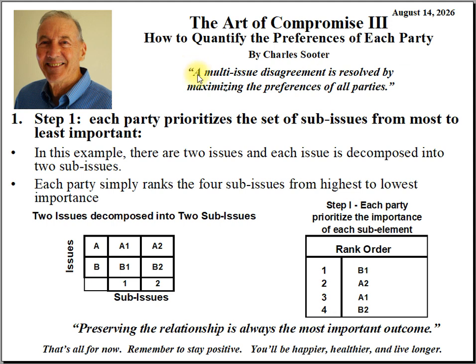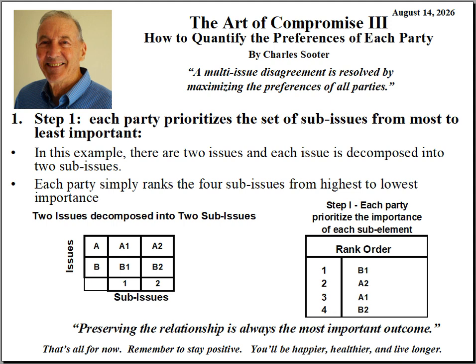My main message: a multi-issue disagreement, which is what we're going to be discussing today. In the previous presentation, we talked about the single-issue disagreement, which is resolved by maximizing the preferences of all parties. Now, multi-issue disagreements are a less common form of interpersonal conflict, but they're more difficult to resolve. Disagreements over important issues, if not resolved, can elevate into conflict if the parties can't find a way to resolve them in a fair and timely manner.